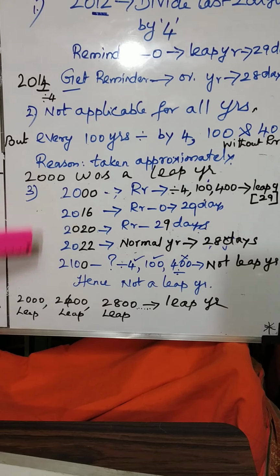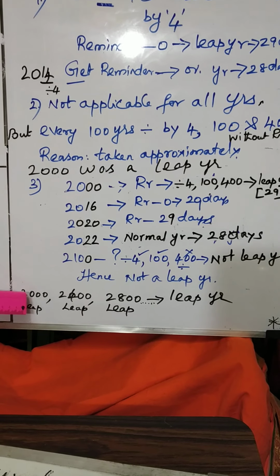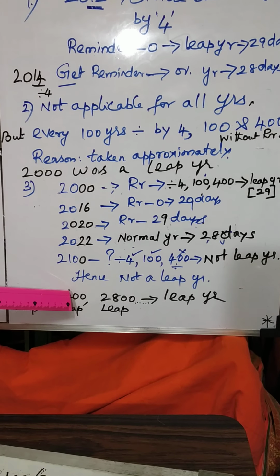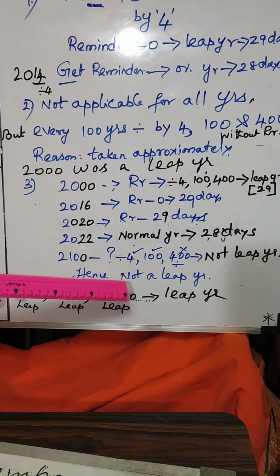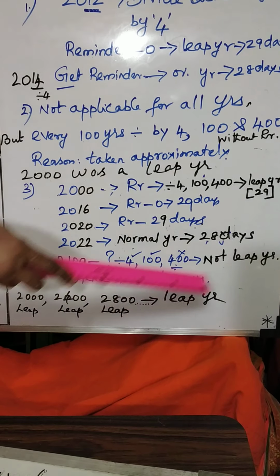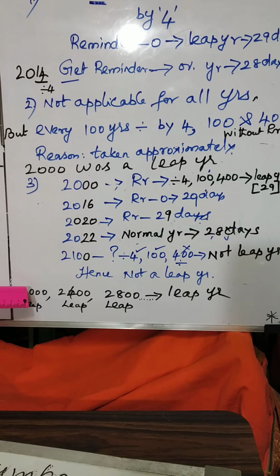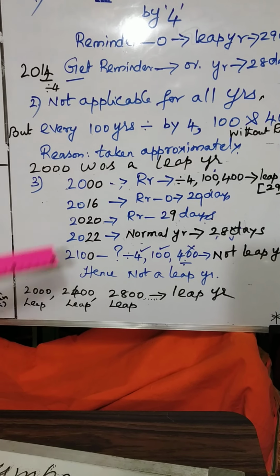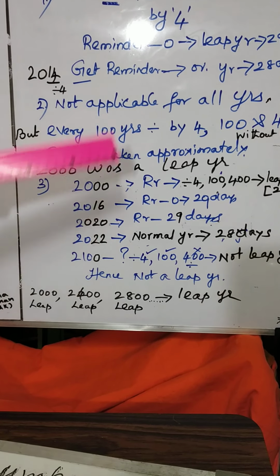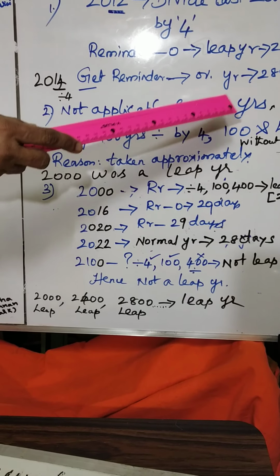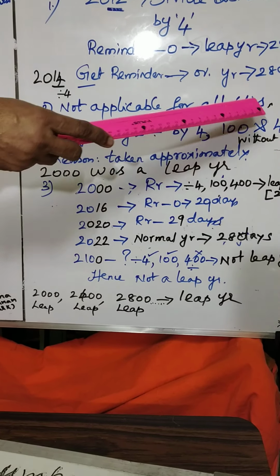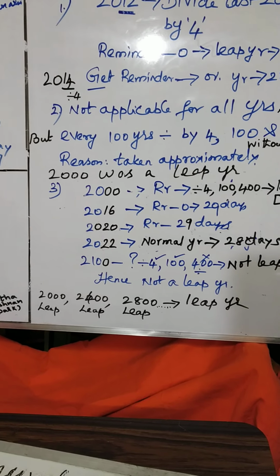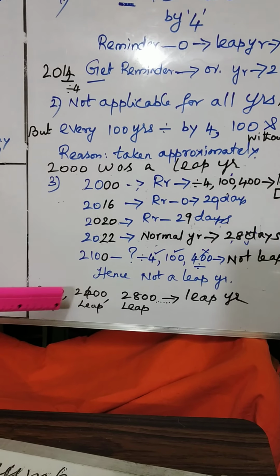Hence, right from 2000, then 2400 alone will be a leap year. 2800 will be a leap year, and it keeps on going. Now in between 2000 and 2400, for 2100, 2200, everything, you have to test with divisibility by 4, by 100 and by 400. You keep on going and we can see it. For every 100 years, this rule is applicable, and it will be very easy to find out.